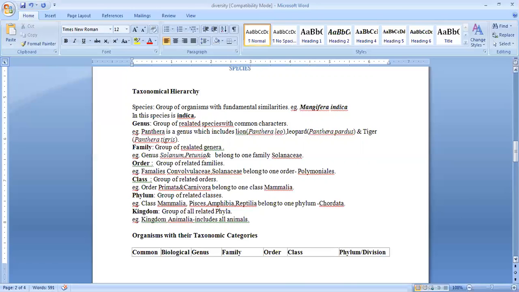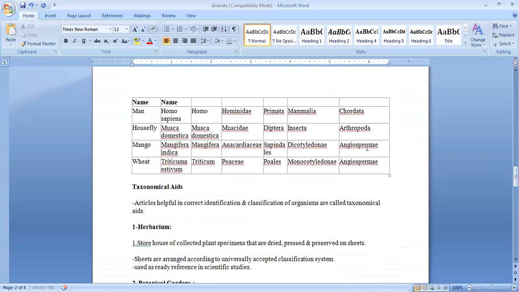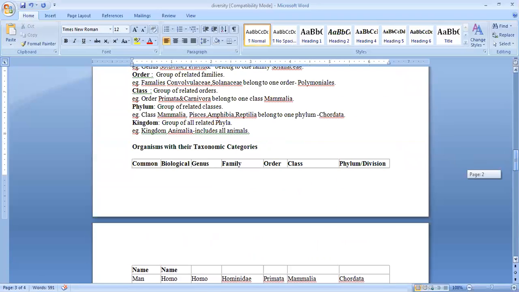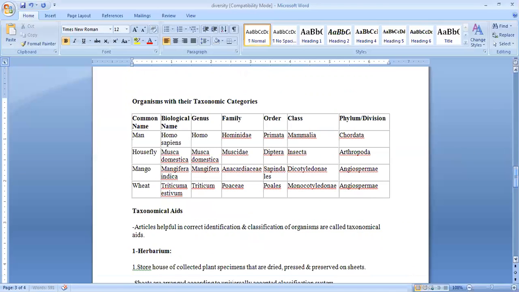So here we have organisms, examples for you, whatever their taxonomic categories. So we have, let's see, this is their common name, biological name, genus, family, order, class, and division. So you should be knowing one or two examples to quote. For example, let's come to man. The biological name is Homo sapiens.